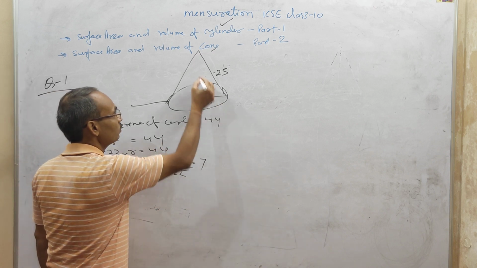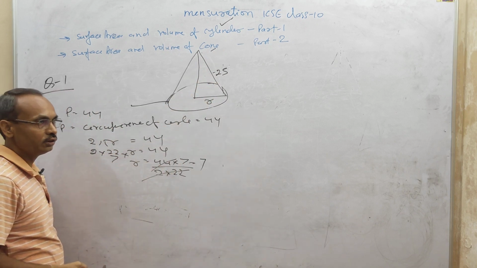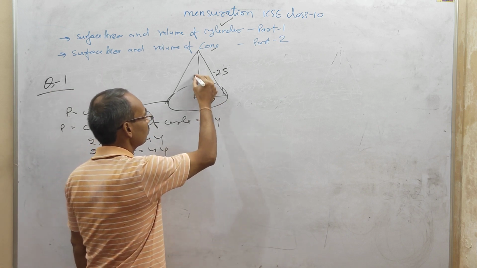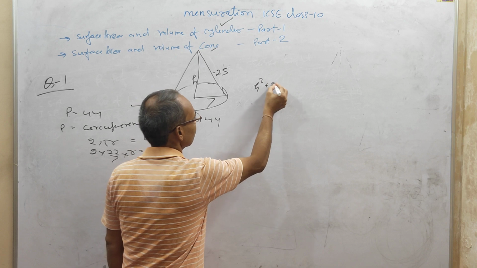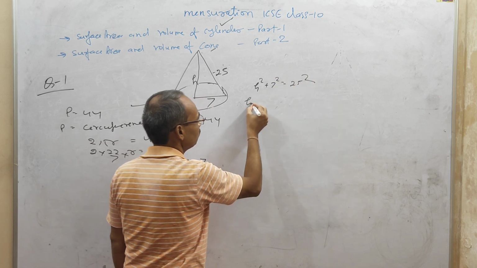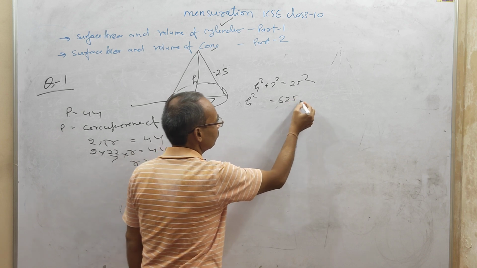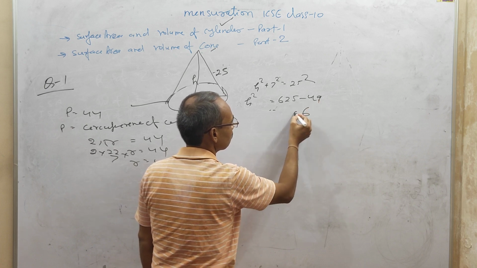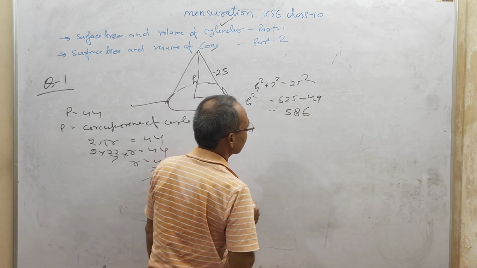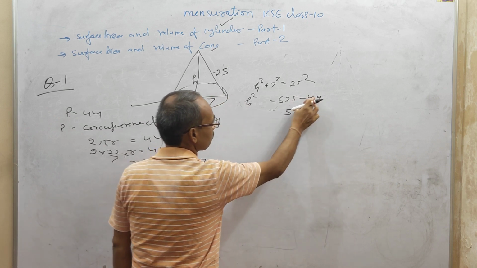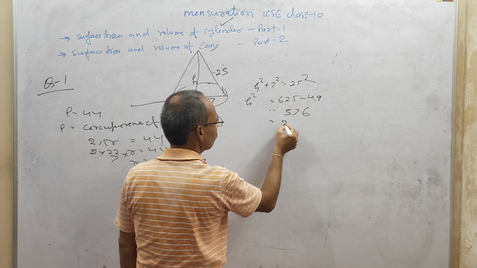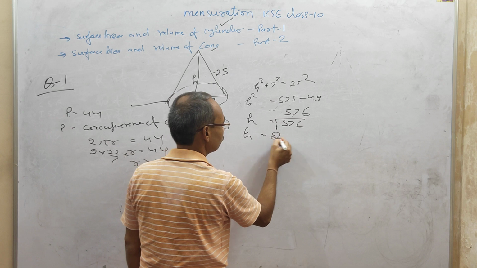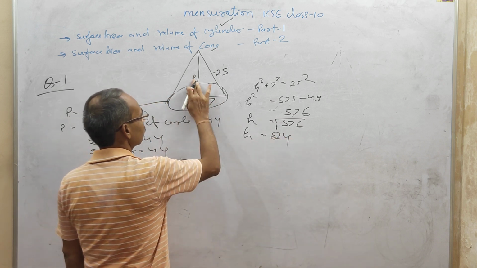After calculating r, you can easily calculate the height by applying the Pythagoras theorem. h square plus 7 square is equal to 25 square. h square is equal to 625 minus 49, which is equal to 576. h is equal to under root 576, and h is equal to 24.